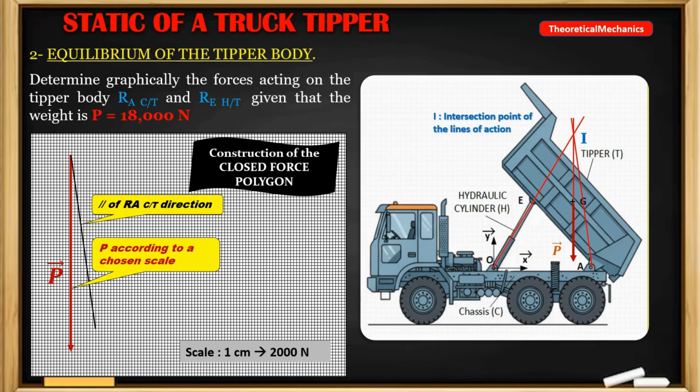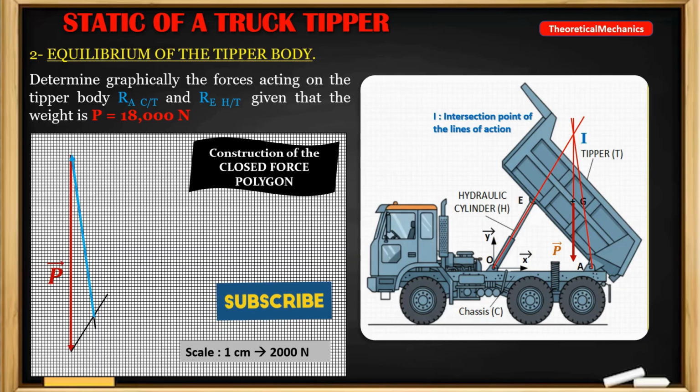Since the scale is fixed beforehand, we can easily determine the magnitudes of the unknown forces. The closed polygon is a vector summation graph that represents the sum of the external forces acting on the tipper, which is 0, for the tipper to be in equilibrium.